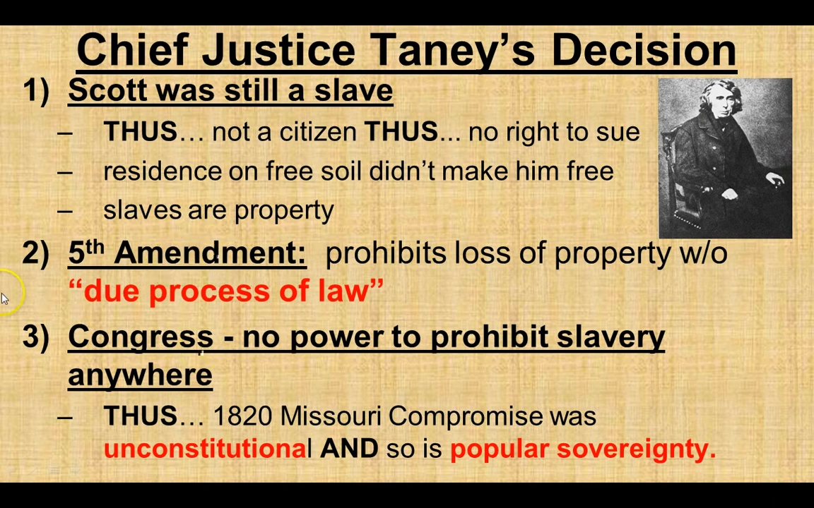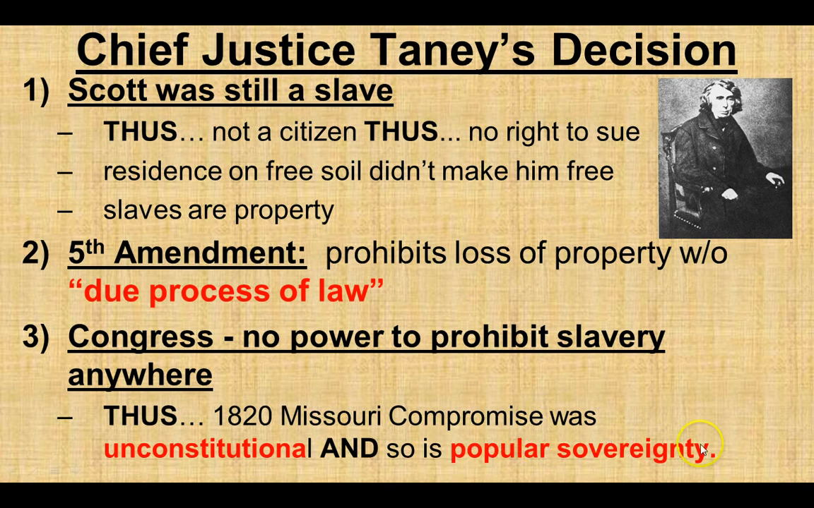And at the same time, he takes it even a step further, and this big number 3 here is what you want to star. Congress has no power to prohibit slavery anywhere. Any compromise that Congress has made previously, he basically says, has been illegal. It's been unconstitutional. The 1820 compromise that set up that 36-30 line, and then also so is popular sovereignty.